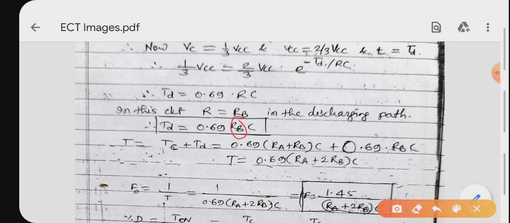Okay, so total T will be the addition of TC plus TD. By this addition you will get T, the total time period, which is nothing but the addition of TC and TD, or you can say T on plus T off. It is equal to 0.69 (RA plus 2RB) into C. So you can calculate frequency as 1 by T, and you will get F is equal to 1.45 divided by (RA plus 2RB) into C.